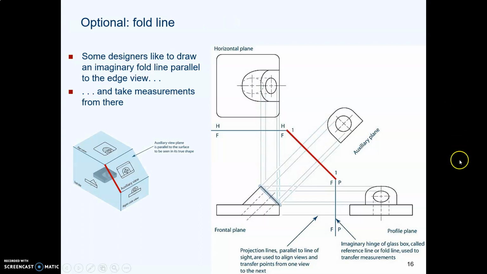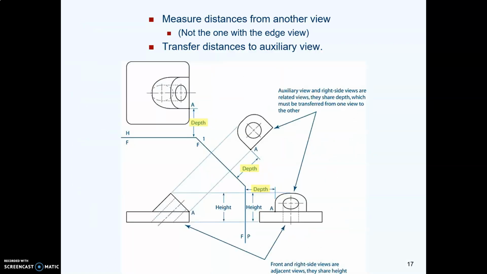Here's the fold line that some drafters, especially old-time board drafters, like to do. And the reason they like to do that is because when you draw your auxiliary view, you are measuring some distances, depths, widths, and so on and so forth, what they say one view back.